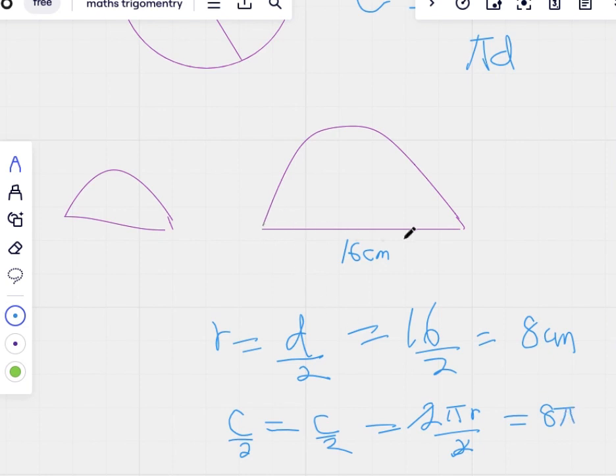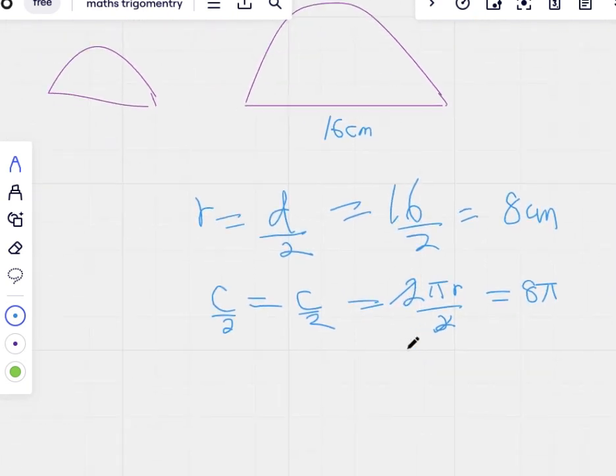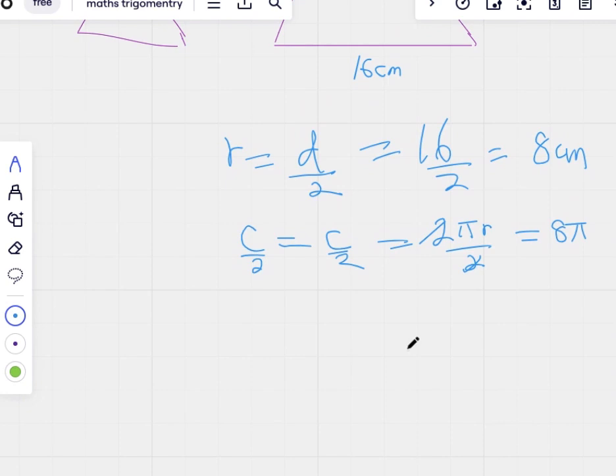Okay, and we have here to be 16. So to find the perimeter, we will add this diameter plus this arc. So perimeter will be our diameter, which is 16, plus the C over 2 that we just found, the arc of the semicircle.